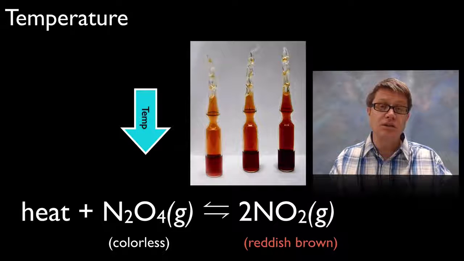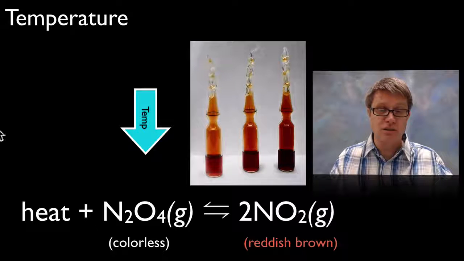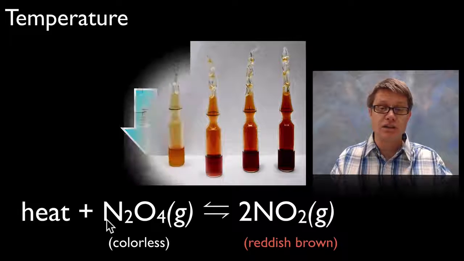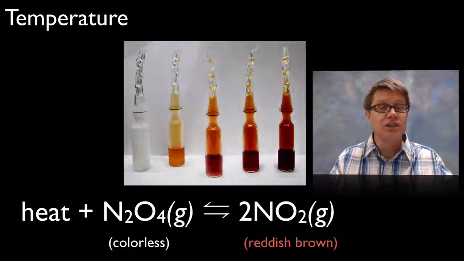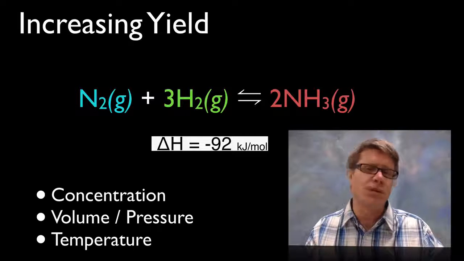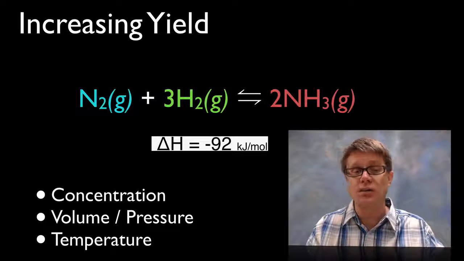Likewise, what happens if we decrease the temperature? It's like decreasing the reactants on the left side, and now it's going to move towards the left side, and we're going to have more of that colorless gas. And so Le Chatelier's principle is wonderful, and we can apply it, for example, to increase yield.